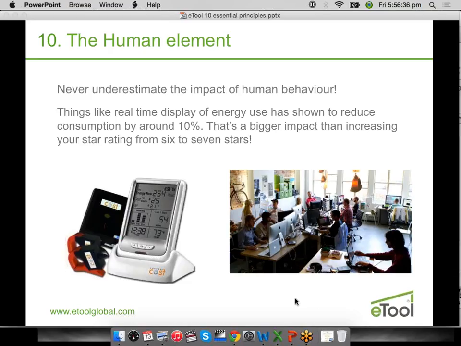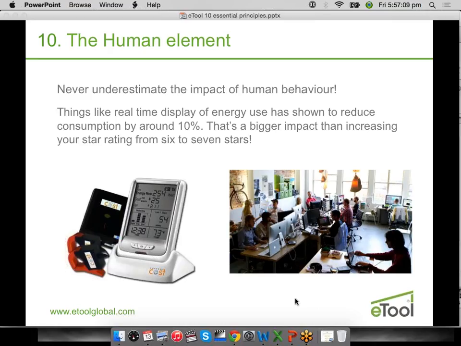Then the last principle is the human element. It's us, it's our behavior. There's no point in having a highly efficient office or house if the way we operate it isn't efficient. And there are ways for us to influence occupant behavior in terms of design. So energy monitoring works really well. If you inform the occupant of the consumption, you can drive savings.